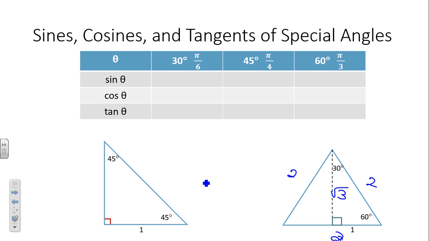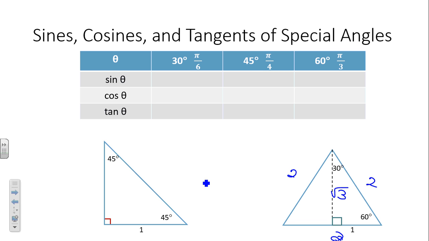Okay, so we have sides that are in ratio of 1, square root of 3, 2, or 2, 2 square roots of 3, 4, or 16, 16 square roots of 3, 32. They all shrink down to the same because they're proportional, they're similar. They always have those same ratios.